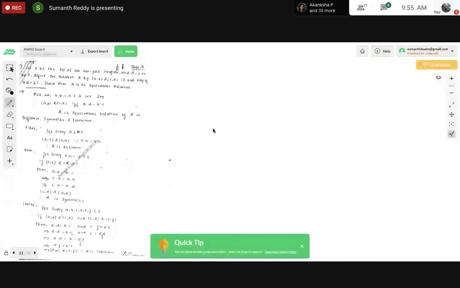The relation that he has defined is: (a, b) is related to (c, d) if a into d, the external elements a and d, is equal to the internal elements, that is b into c. If that condition is satisfied, then only I will include it in the ordered pair. To understand this better, I'll give you one simple example.